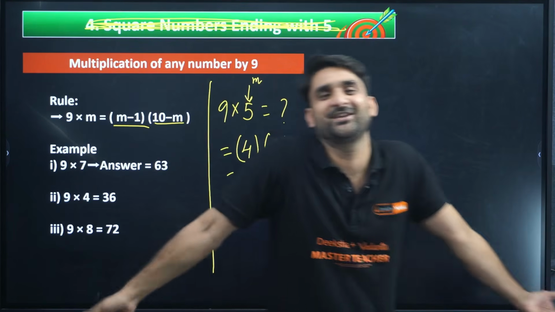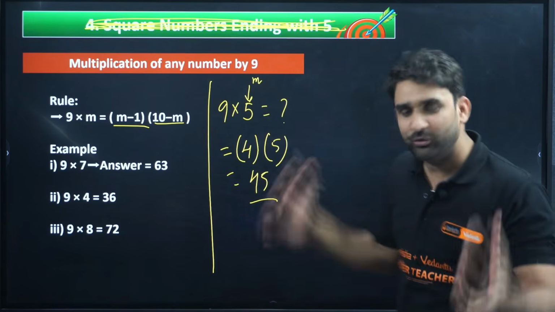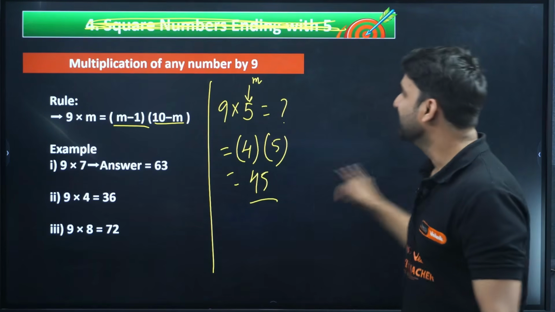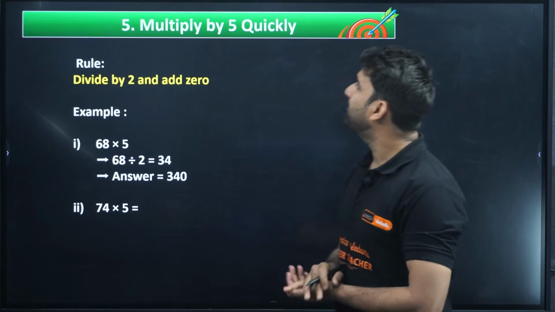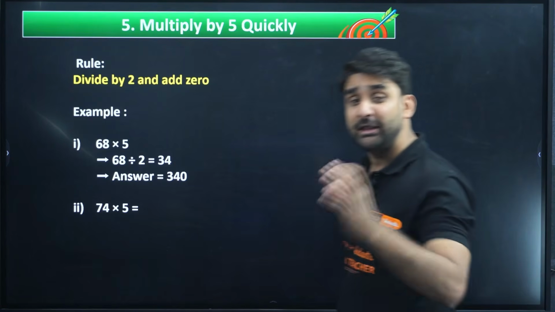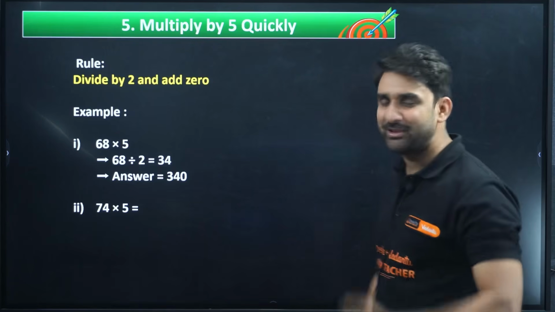You might be thinking, sir, this is a joke. We all know this. Don't worry. If you know this, well and good. If you don't know this, we can follow this. Now the fifth trick is multiply by 5 quickly. If we are multiplying any number by 5, how can we do it quickly, just in 2 to 3 seconds? Let me give you a short trick.